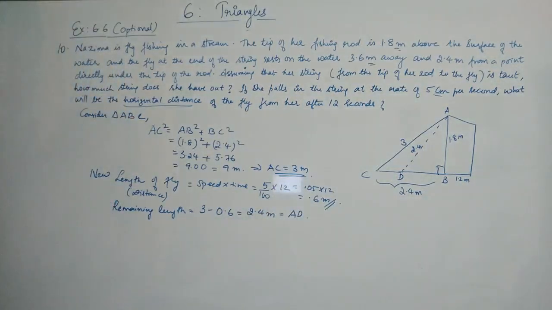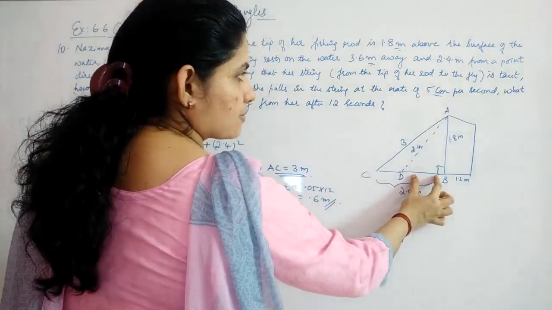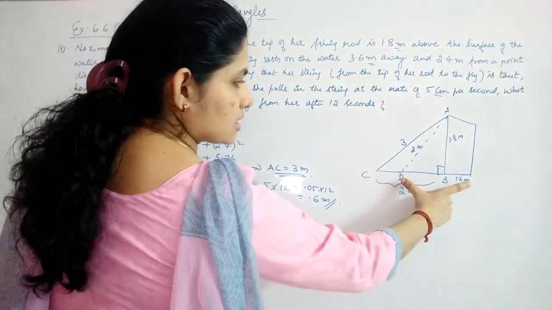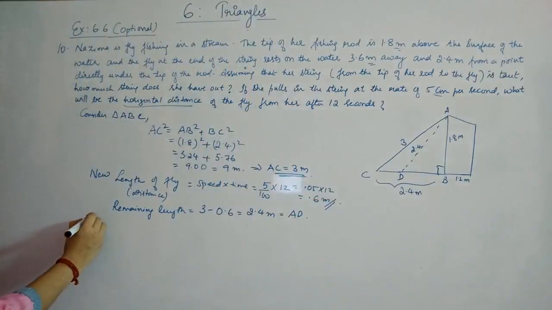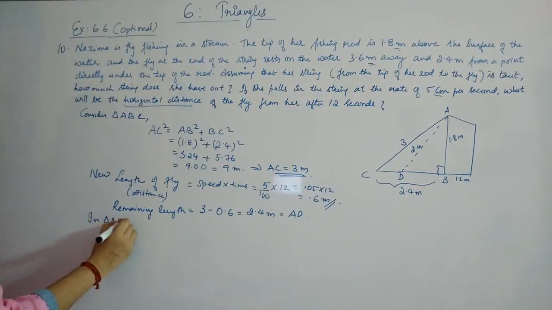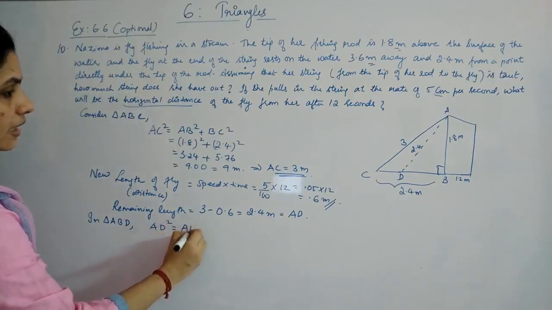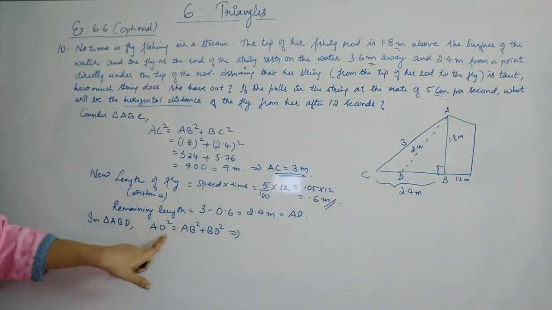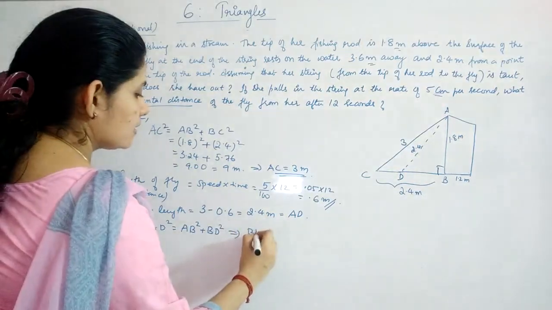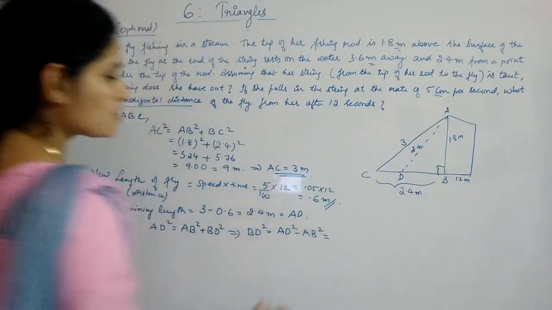Now we are considering another triangle, that is the right angled triangle ABD. Why? In order to find this distance, because the horizontal distance which we need to find is this one. For that we need to know this length. So we are considering triangle ABD. In triangle ABD, again you have AD square is equal to AB square plus BD square, and what you need is BD square. The remaining two you have the values. So BD square is equal to AD square minus AB square. Replace the values of both.